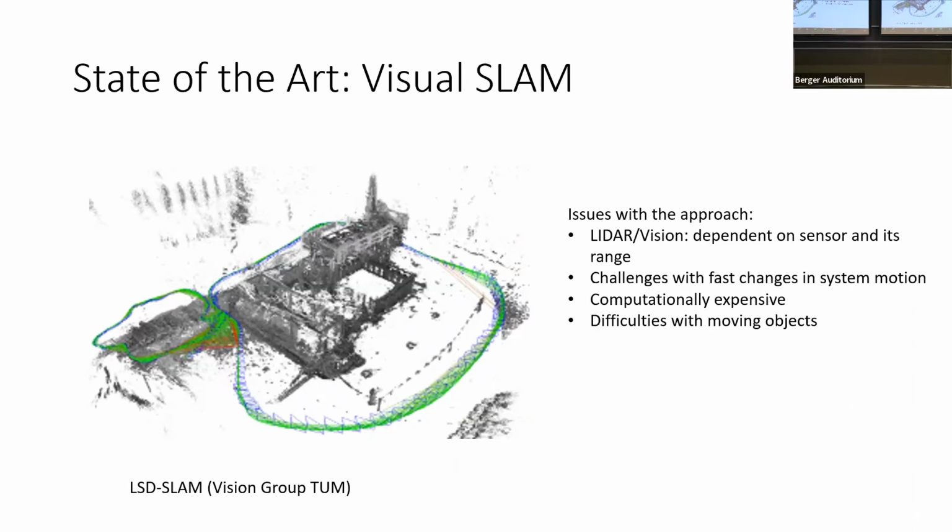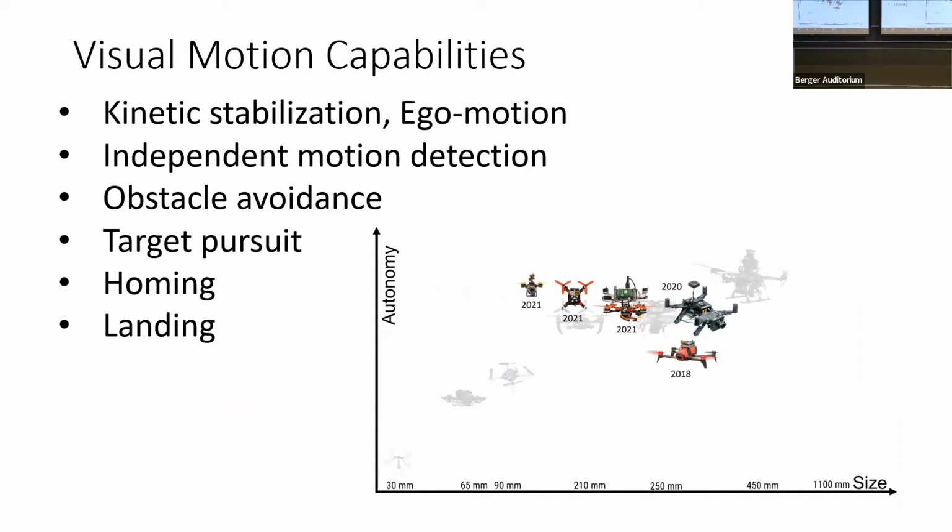So our approach in general in the lab has been that we do not need to make models all the time of the world. For many things we can do with much less visual representation, which is much cheaper. And we have been talking about this hierarchy of competencies. So at the very low end, you have to do ego motion, kinetic stabilization. For that, you don't need to reconstruct the whole thing. Then you need to detect independently moving objects. You need to avoid them and you need to be able to pursue them.